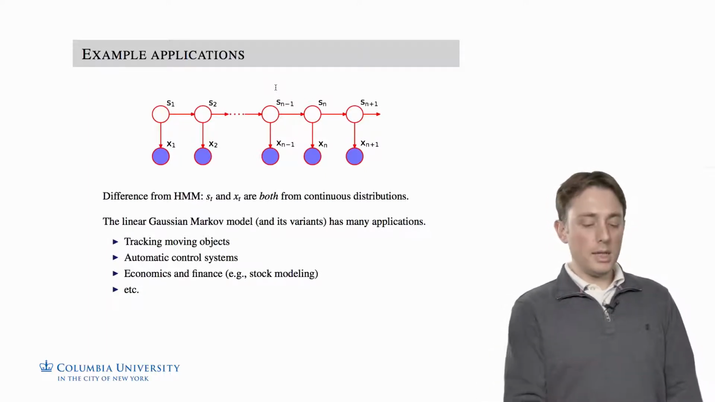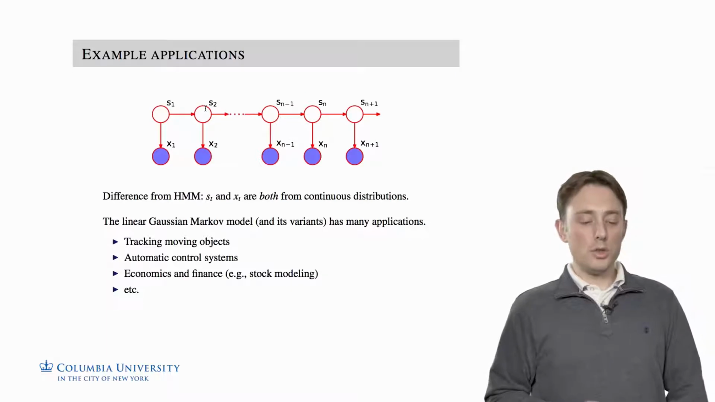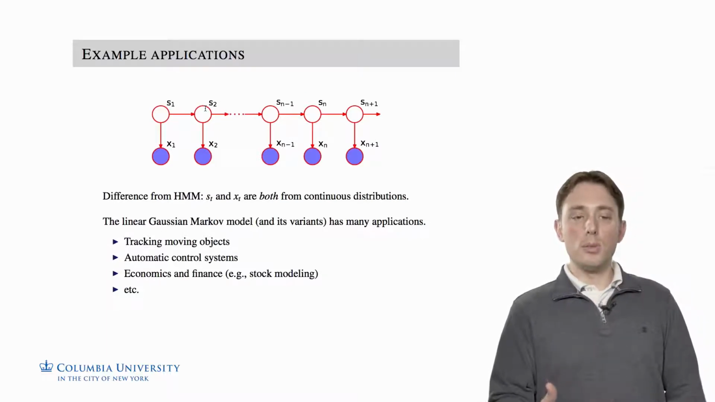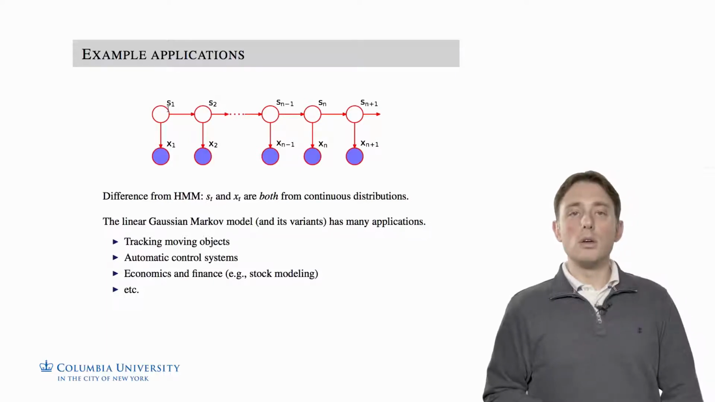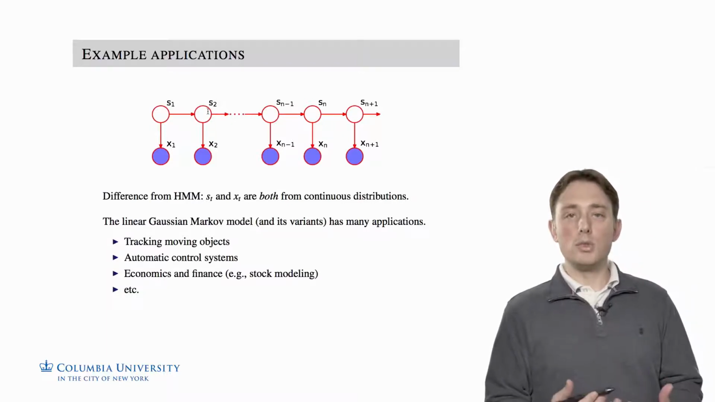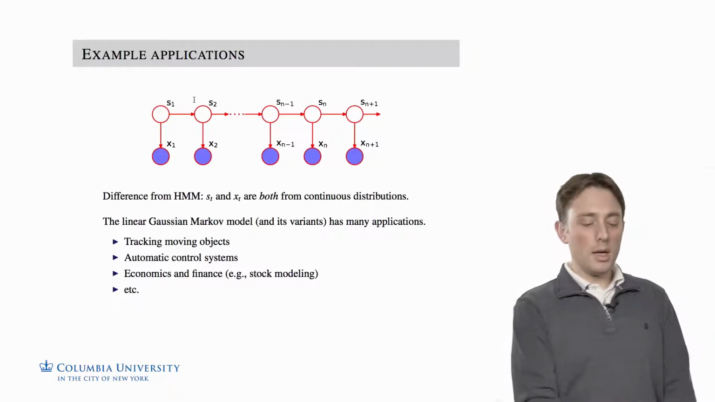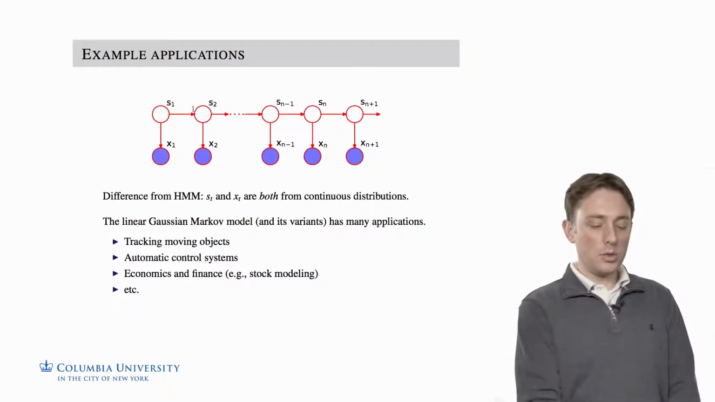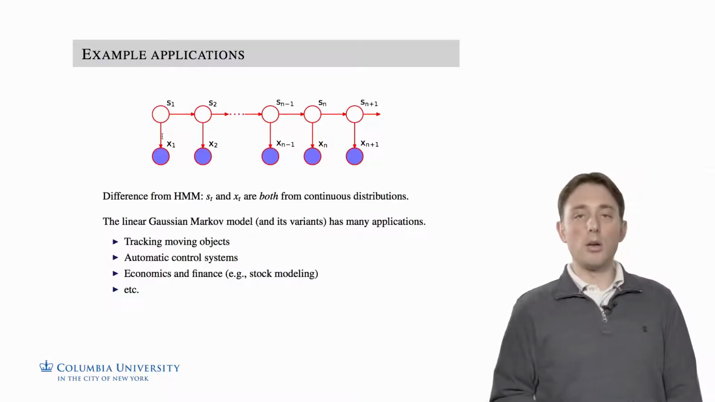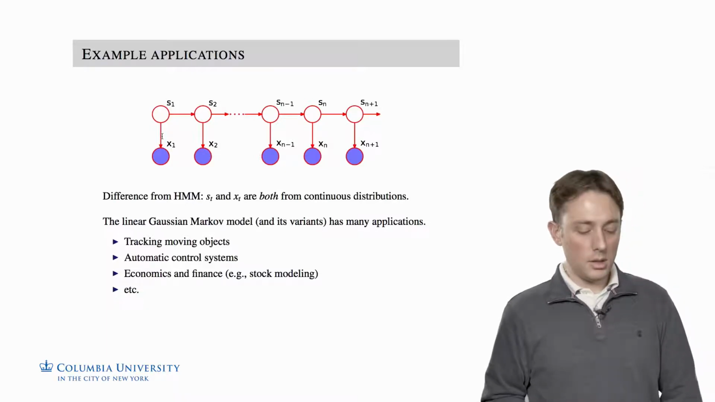The key difference is that the distribution on S2 is a continuous probability distribution given S1. Whereas with the hidden Markov model, the distribution on S2 was a discrete distribution on S possible states given the state at S1. So the hidden Markov model had a discrete distribution on each of these states. The continuous state Markov model has a continuous distribution on each of these states.